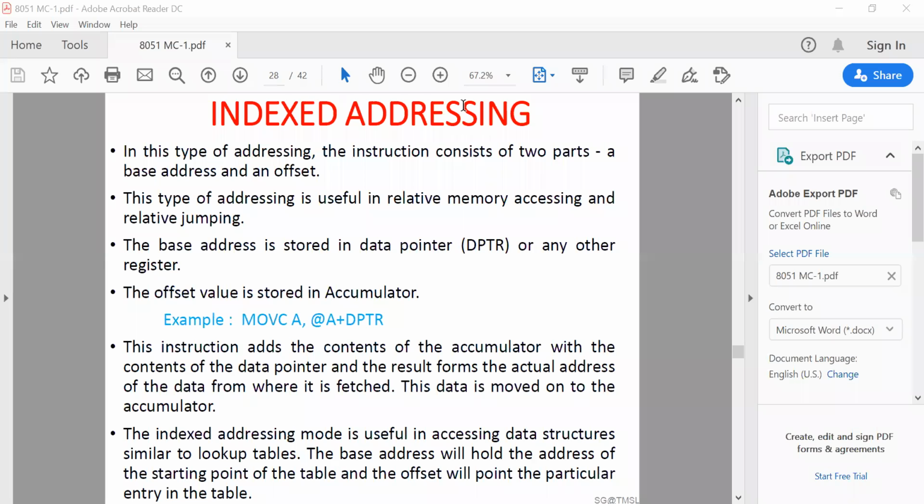Because if you don't have any knowledge of addressing modes or the instruction sets, how can you write your programs in practical? Because you have certain programs in your lab also, based on the 8051 microcontroller. So that's why it is related to both theory as well as practical.